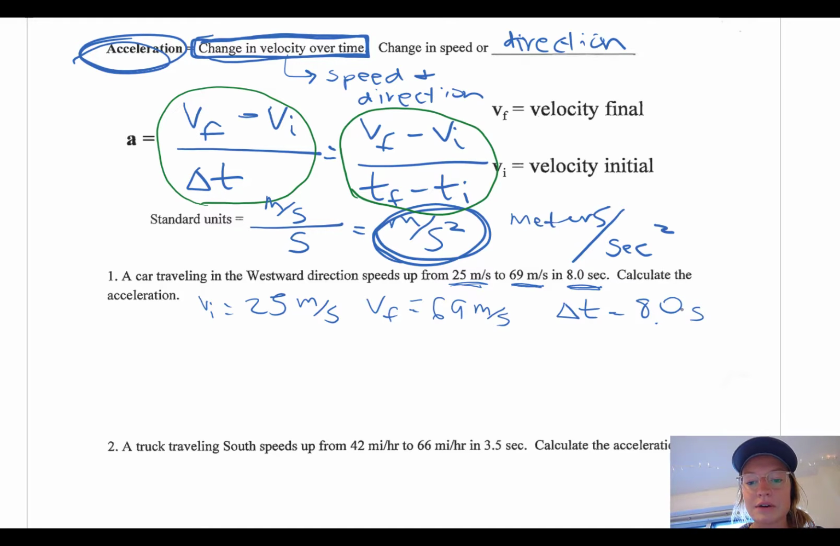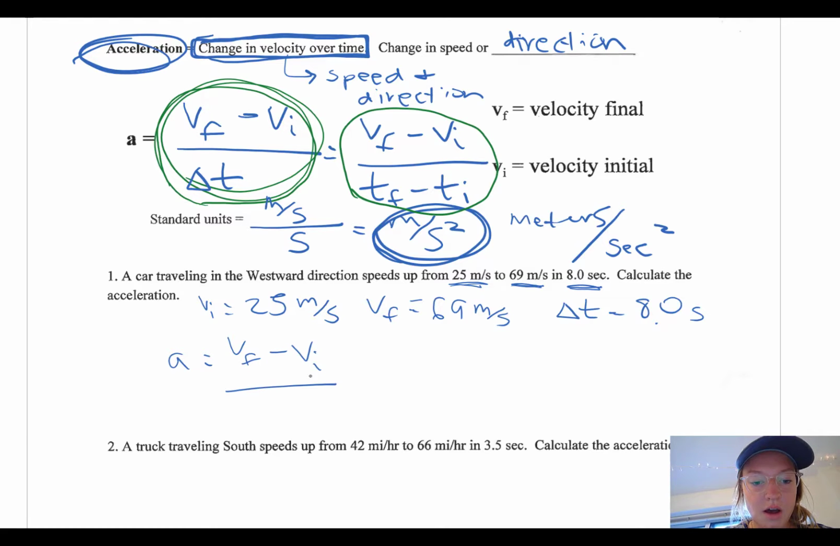Great, so now we have to calculate the acceleration. Well, we've been given all the tools we need to plug back into this equation up here. So we can just go ahead and put them in. So let's do that right now. We have acceleration equals v final minus v initial all over delta t.